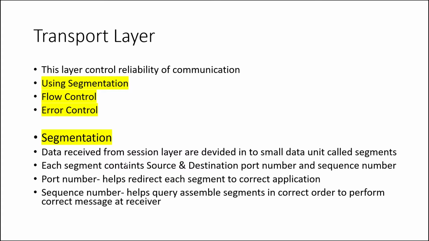So guys, what is the major job of the transport layer? Segmentation, flow control, and error control. When the transport layer receives data, the data is divided into small data units, which we call segments. So one job of the transport layer is segmentation. It divides data received from the session layer into small units called segments. Each segment contains a source and destination port, and also a session number.